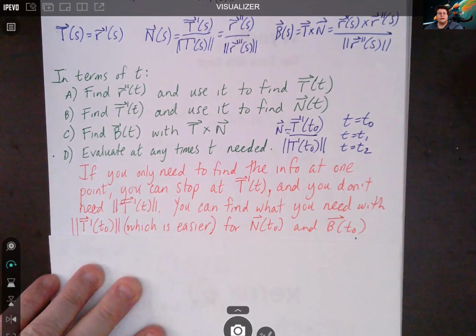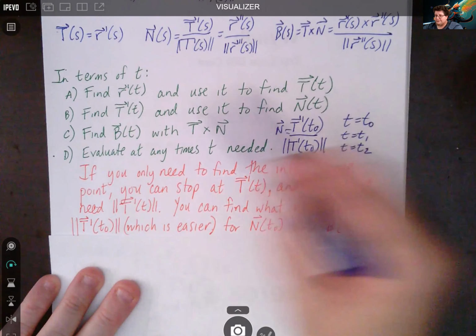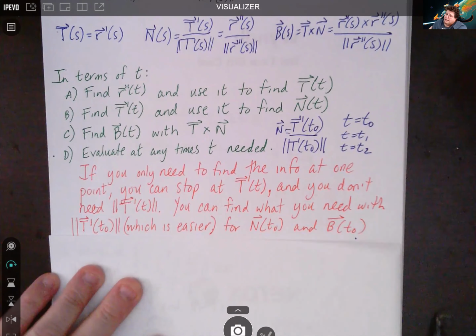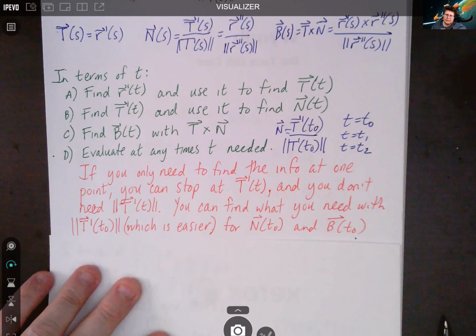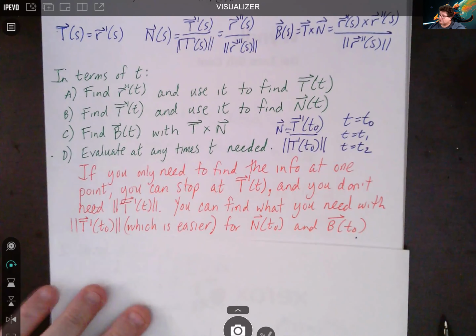So it's a lot easier. You can save yourself a lot of steps. You don't need to find N of t. You don't need to find B of t. You can just find the values at those points. That's only if you really need it at one spot. If you need it at more than one spot, it's best to just get the general form. And I will show you how to do both.